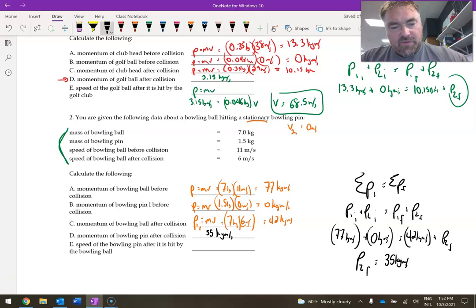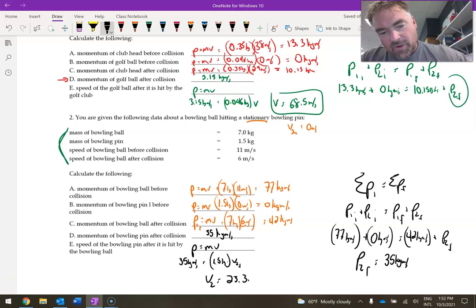And now they want me to find the speed of the bowling pin. Again, I'm going to go back and use P is equal to m times v. I know that my momentum, 35 kilogram meters per second, is equal to the mass, which is 1.5 kilograms, times V. I can solve for V2 final, and V2 final is going to end up being 23.3 meters per second.